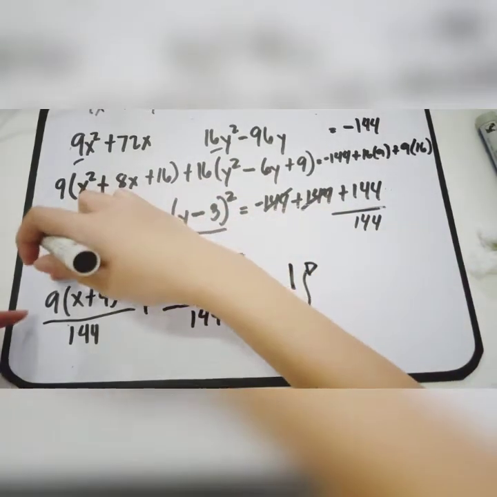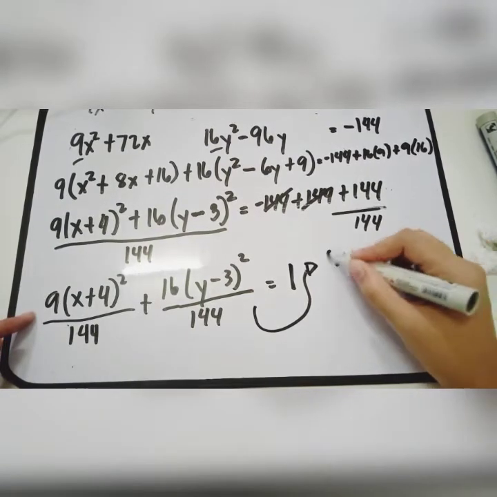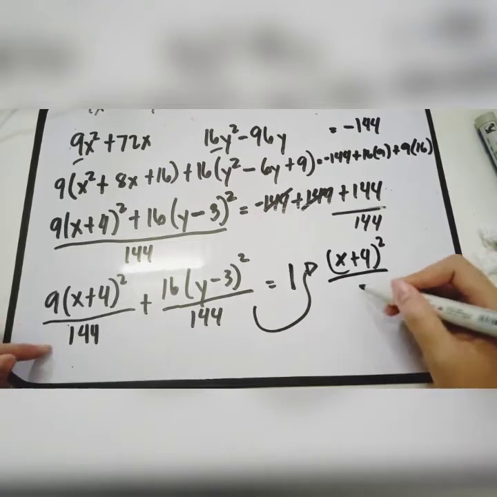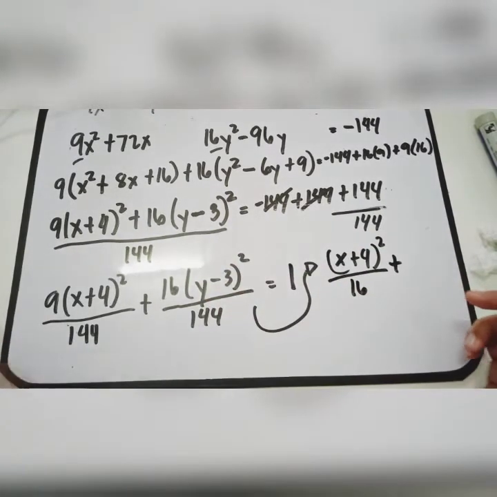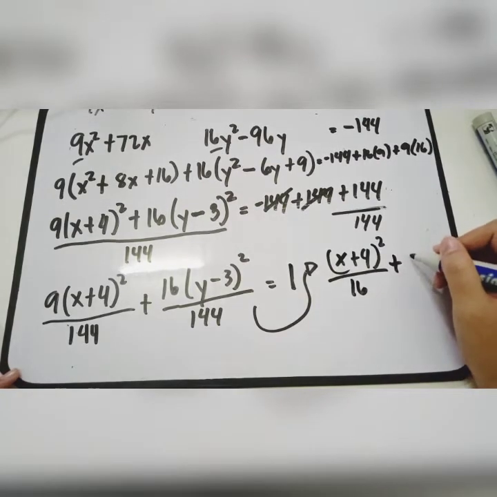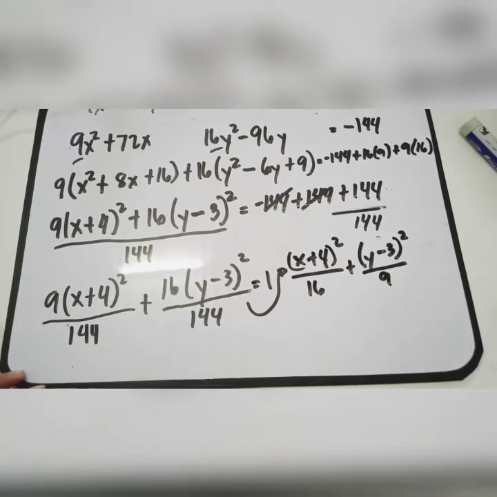So, hindi natin kailangan ilagay si 1 dito. So, magiging x plus 4 squared over 16 plus, so 16 divided by 144 is equal to 1 over 9. So, hindi natin ilagay si 1. So, magiging y minus 3 squared over 9 is equal to 1. Okay, we are already here in the standard equation of the ellipse.